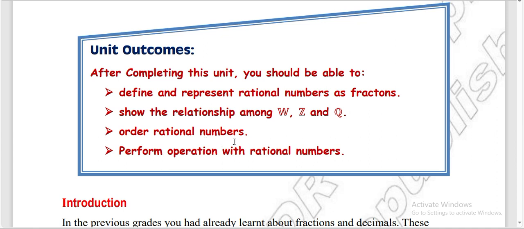Order rational numbers. Perform operations with rational numbers. Those operations are addition, subtraction, multiplication, and division. So you should be able to perform those operations also.